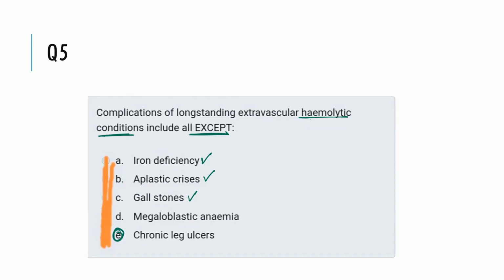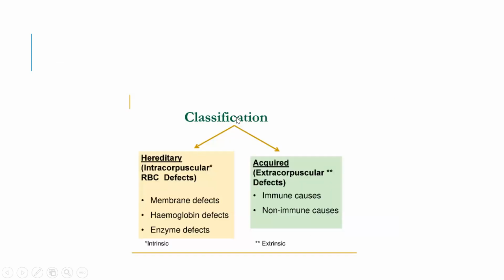When we're talking about hemolysis, we know that it's grouped into intracorpuscular red blood cell defects and extracorpuscular ones. So remember that the intracorpuscular ones entail the membrane defect, hemoglobin defect, and the enzyme defect. Make sure you can tell the difference, while the acquired ones, or the extracorpuscular ones, are caused by immune causes, like autoimmune hemolytic anemia, or by non-immune causes, for example, malaria. So make sure you have that in mind, and you can also read that in depth.